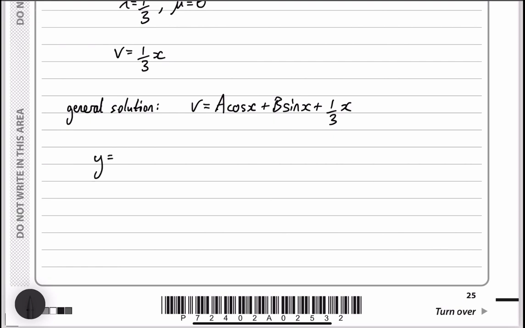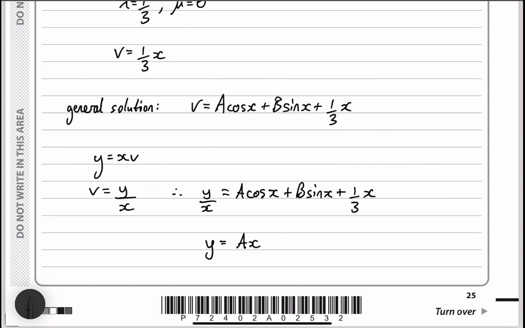So y is equal to xv gives v is equal to y over x. So we change this v into y over x. A cos x plus b sine x plus 1/3 of x. Multiply everything by x to get y: ax cos x plus bx sine x plus 1/3 of x squared. And that is the general solution for equation 1.